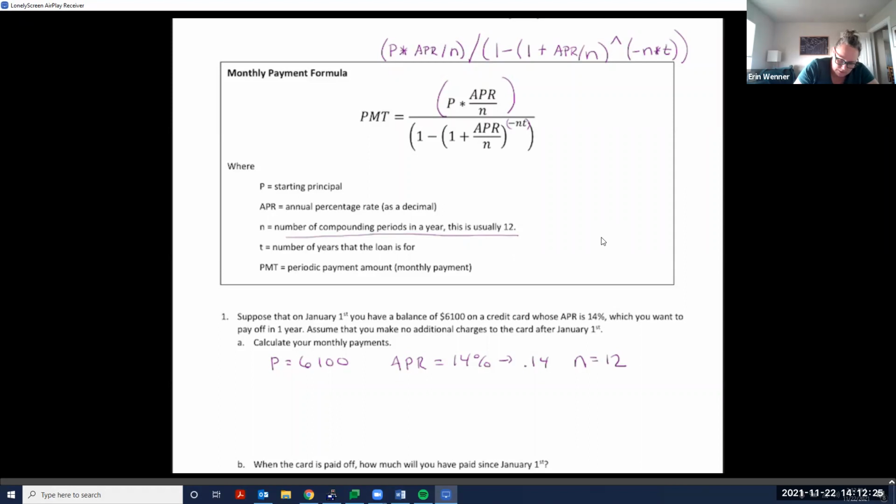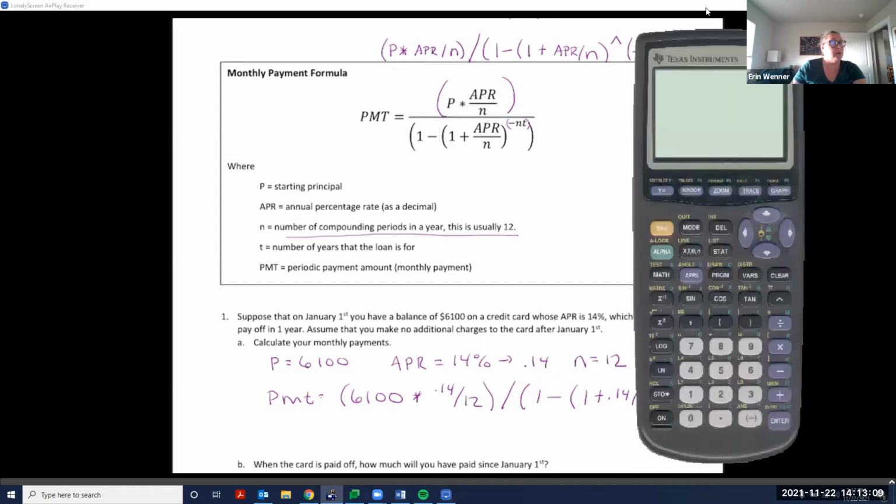So if we write out how we're going to put this into our calculator, to calculate our payment, we're going to do 6,100 times 0.14 divided by 12, and parenthesis, division, 1 minus, 1 plus, 0.14 divided by 12 to the caret key of negative 12 times 1. The reason why we have 1 here is that we're paying this off over 1 year. So we're looking at what our payment needs to be for that specific year.